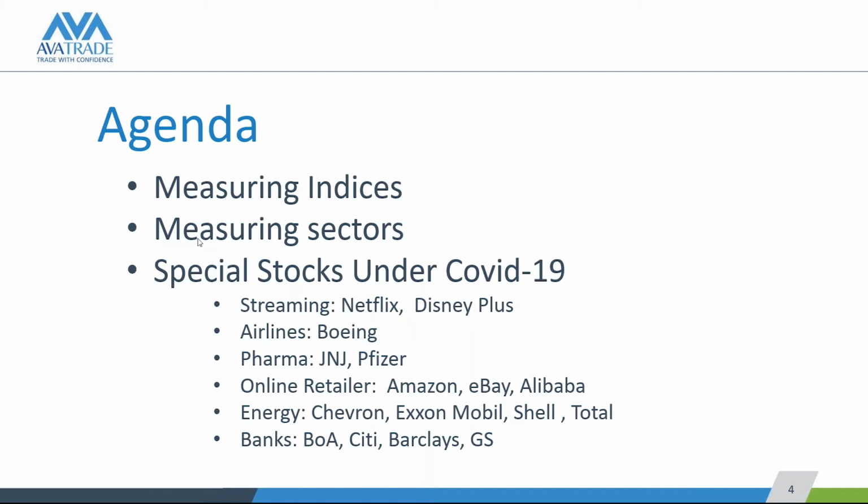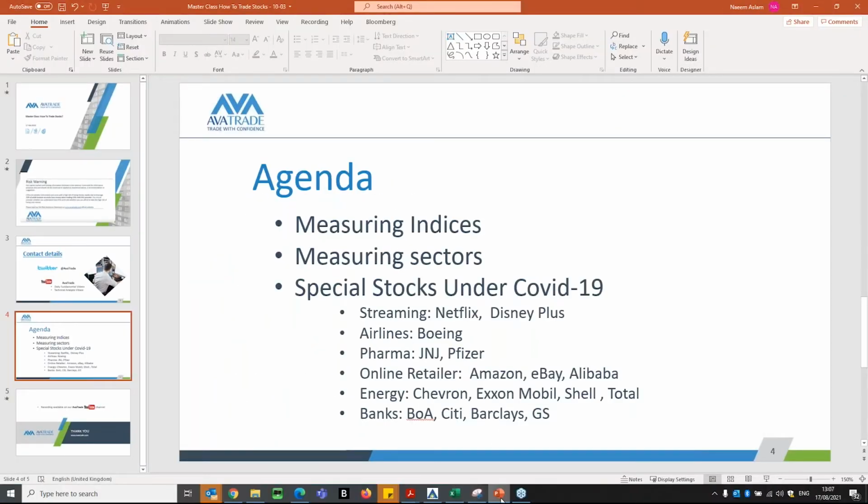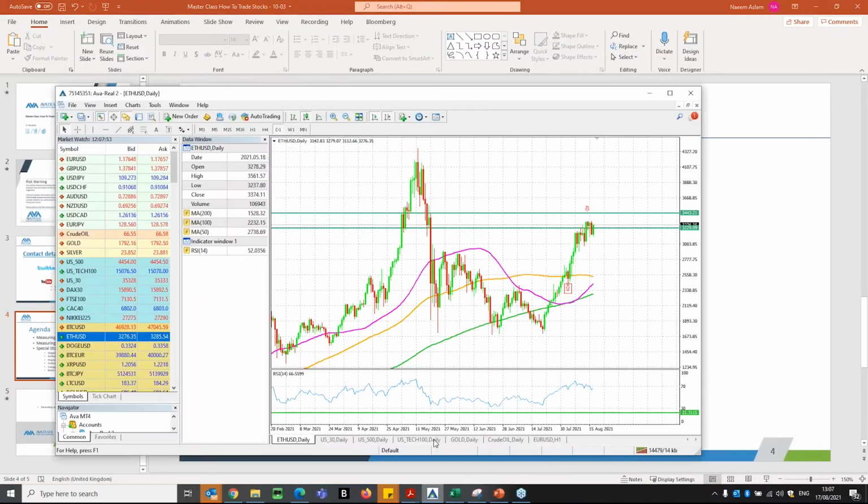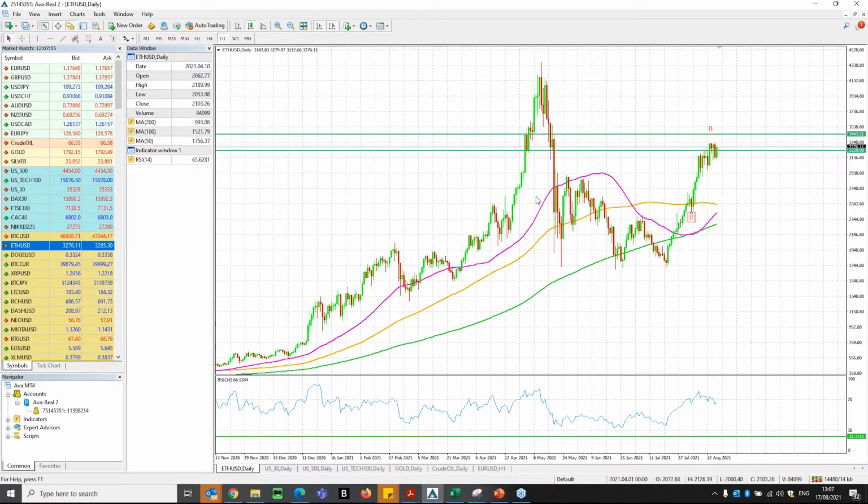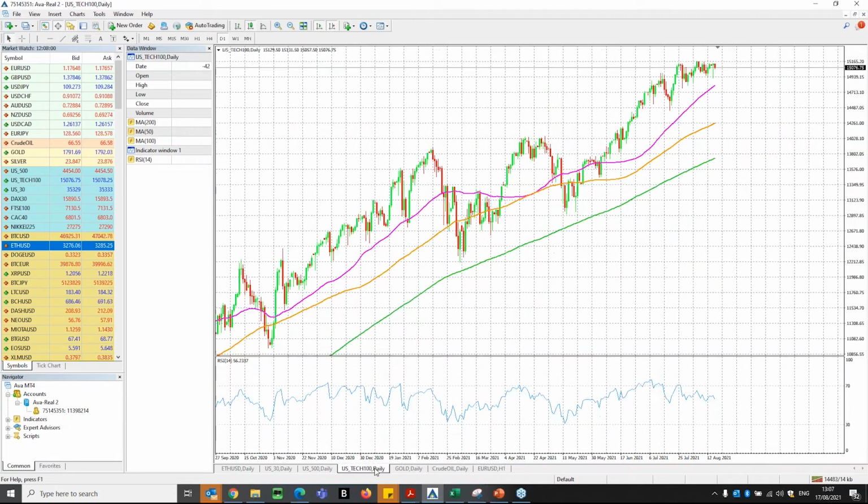So, measuring indices. Do you guys know why it is important for us to measure the strength of the index or sector? Anyone can hop in. It's an open question for the entire class. Why is it important for us to measure sectors or the strength of an index before we trade? Any answers would be great over here.